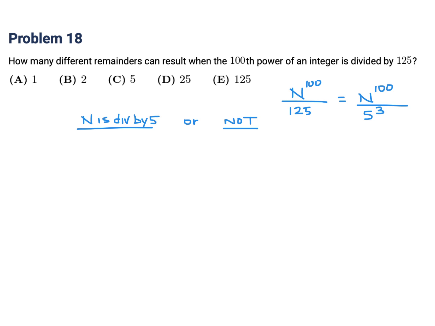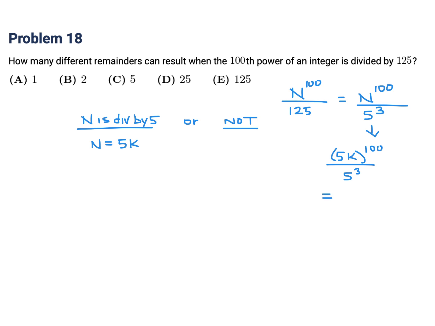If n is divisible by 5, it's of the form 5k. And if that's the case, then we plug it back into here. It would be 5k to the power of 100 all over 5 to the power of 3.